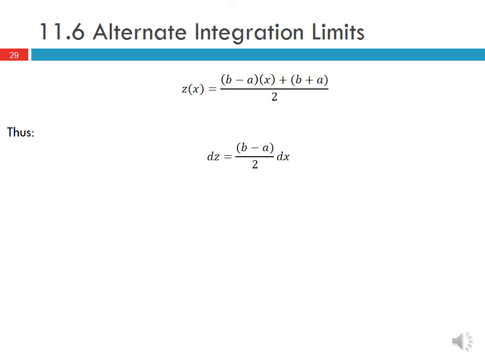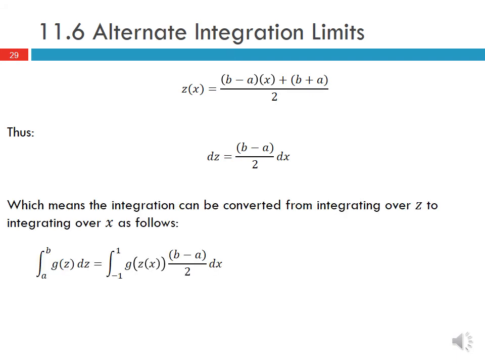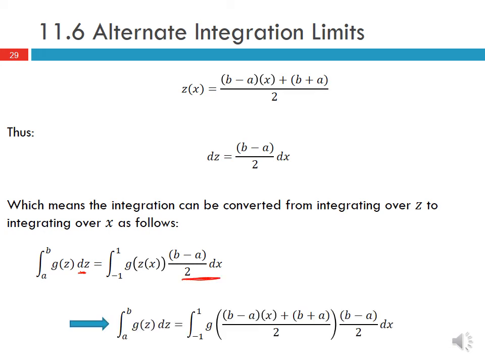If we take the derivative of this, we find dz is equal to (b minus a) over 2 dx, which means that the integration can be converted from integrating over z to integrating over x as shown here. So if we have this integral g of z dz, we can change the dz into (b minus a) over 2 dx, and then we can plug in our expression for z of x into here.